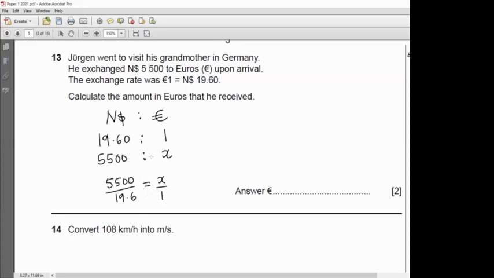So we can work out the one on the left. So 5,500 divided by 19.6. This is 280.61. Only writing it to 2 decimal places because currency, usually write it to 2 decimal places. This is X. And I don't think there's a 1 cent euro coin. I'm not sure. So in euros, this would be 280.60.